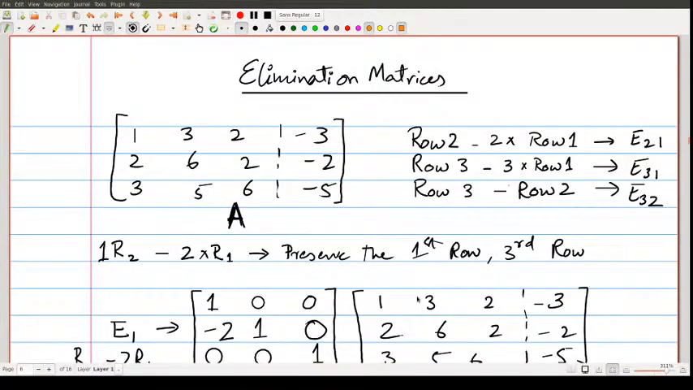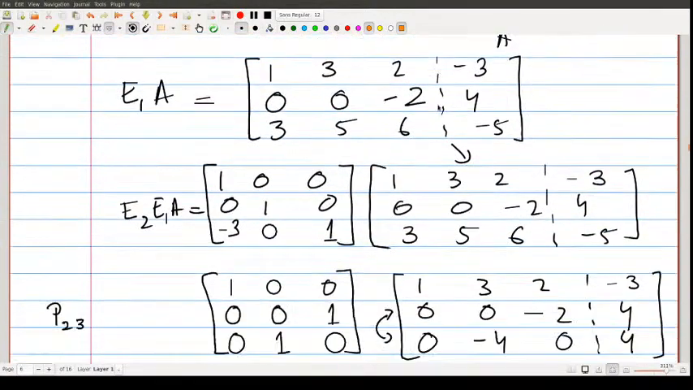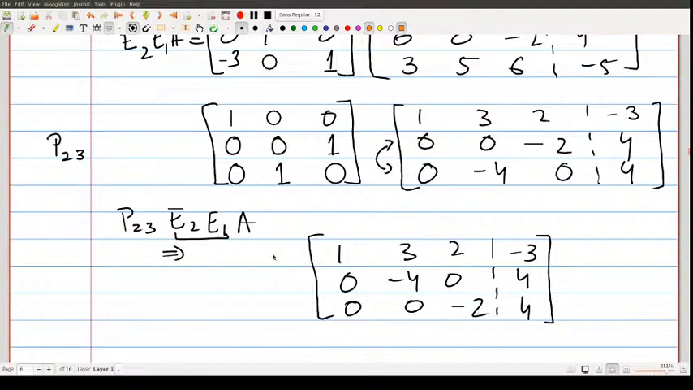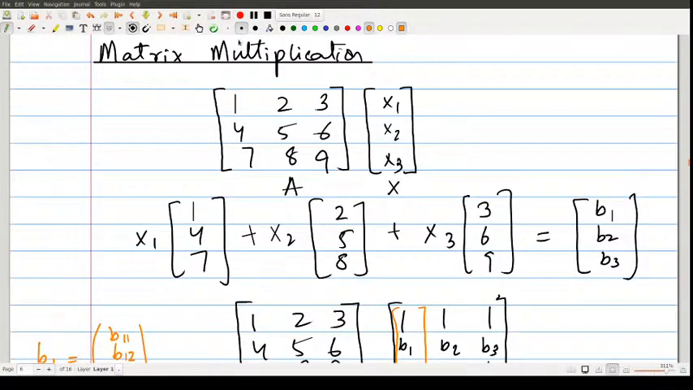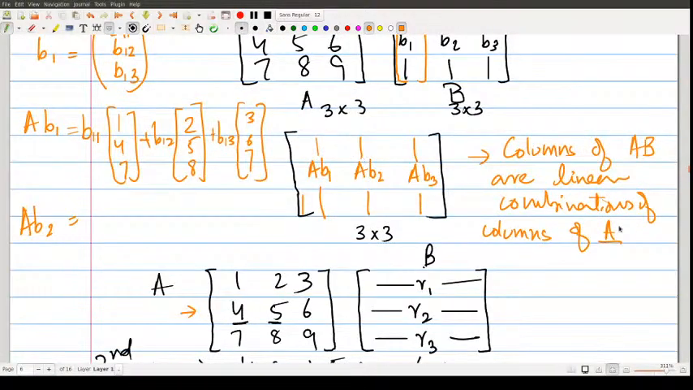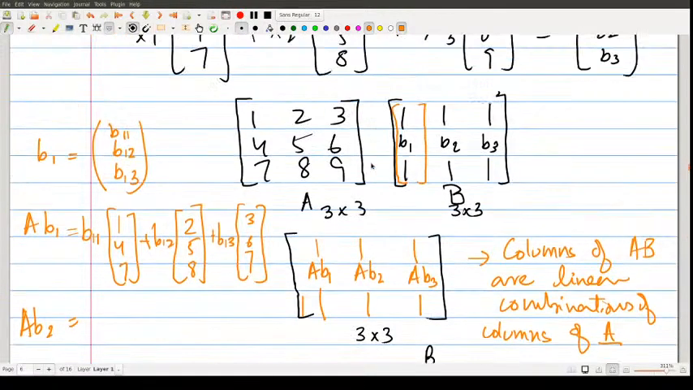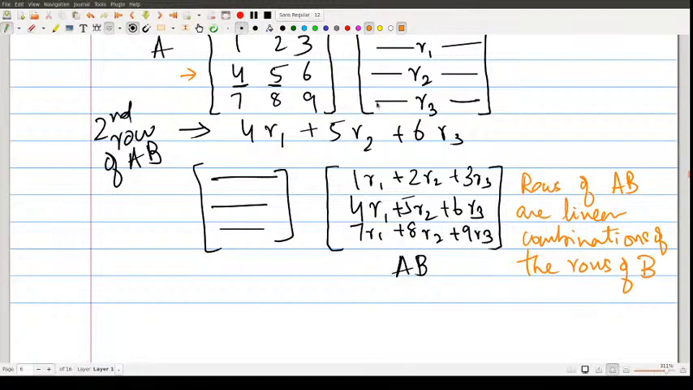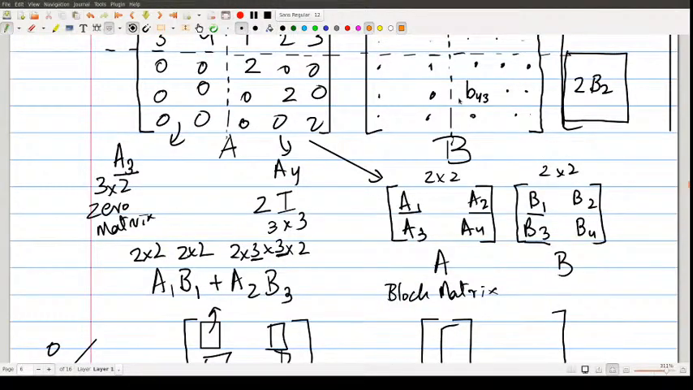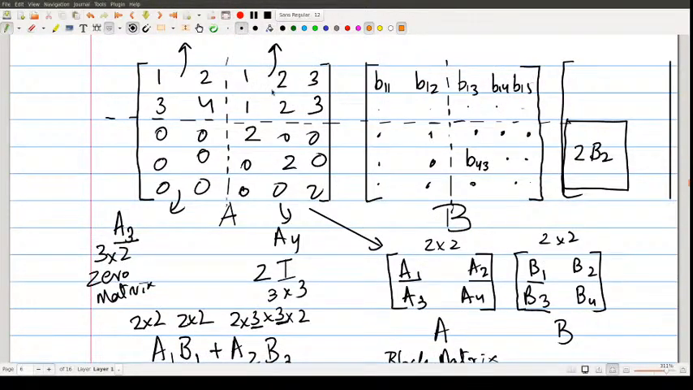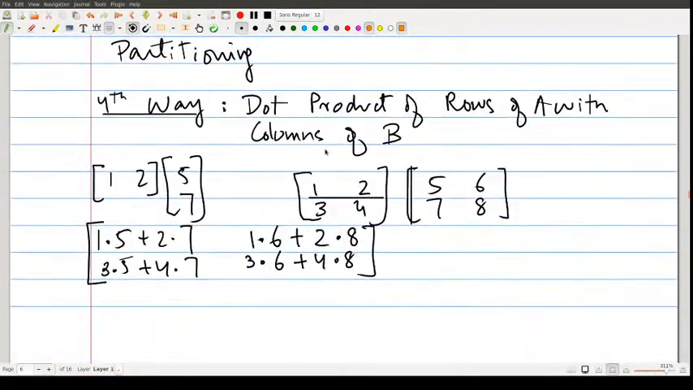Okay, so we've talked quite a bit in this lecture. We talked about elimination matrices. We talked about the permutation matrix. We talked about how to view matrix multiplication in 4 different ways. You can view it as the linear combination of the columns of A, or the linear combination of the rows of B, or as block matrix multiplication, or simply the way that you used to do in high school, as dot products of the rows of A with the columns of B.